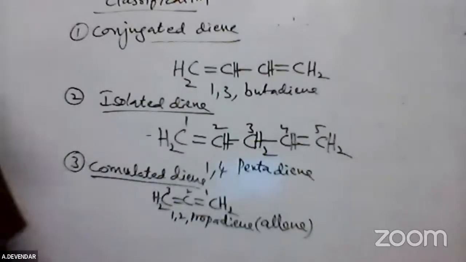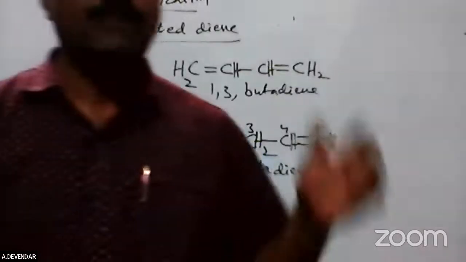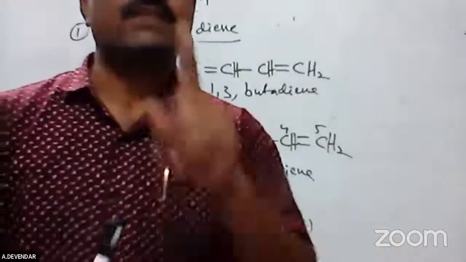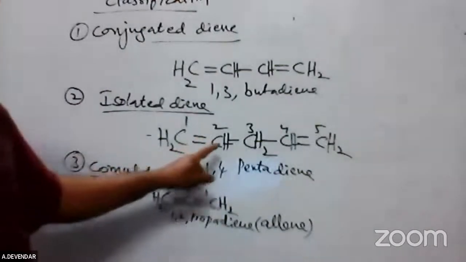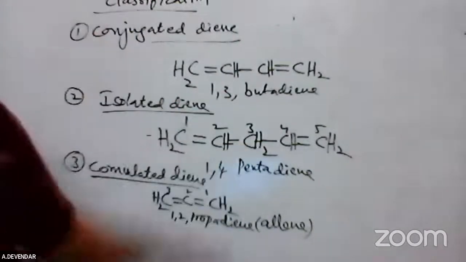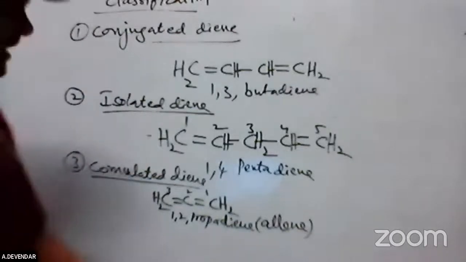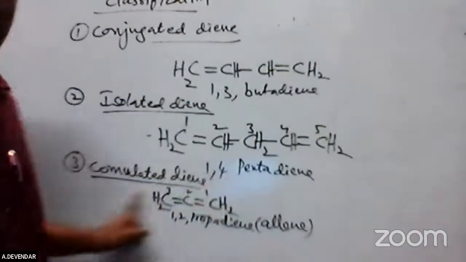Okay, this is about the classification of the dienes. It is very important from the examination point of view. A diene is nothing but two double bonds present in a molecule. If the two double bonds are separated by one single bond, it is called conjugated. If separated by more than one single bond, it is called isolated. If the two double bonds are present on the same carbon, it is called a cumulated diene.